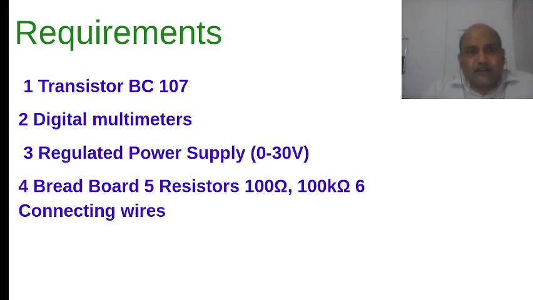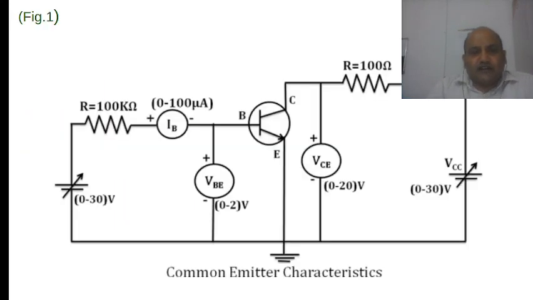The requirements of this experiment are a BC107 transistor, a digital multimeter, a regulated power supply of 0 to 30 volt as I told you in the previous experiment, a breadboard, two resistances, 100 ohm and 100 kilo ohm, and connecting wires. The circuit diagram of this experiment is shown here.